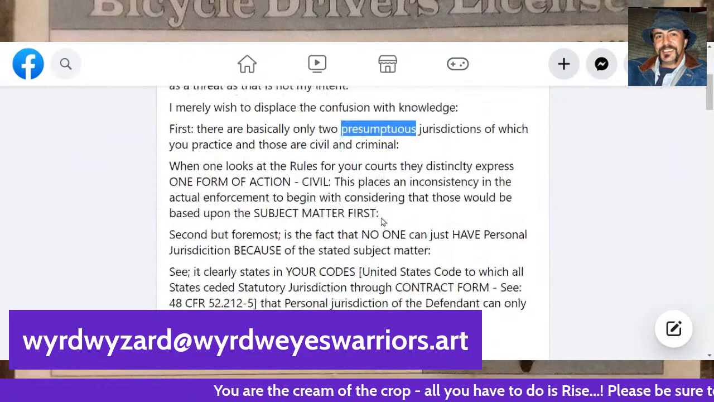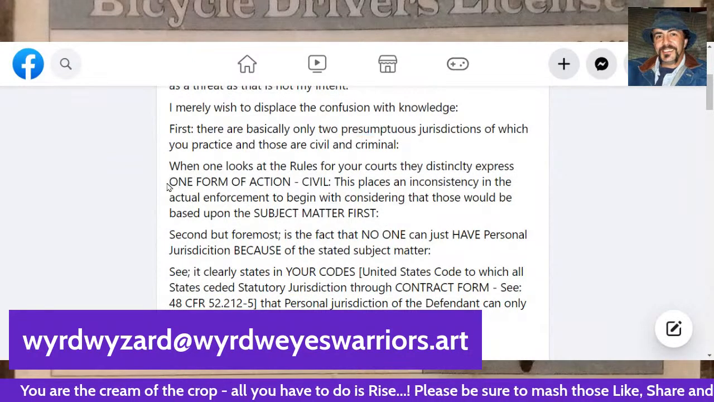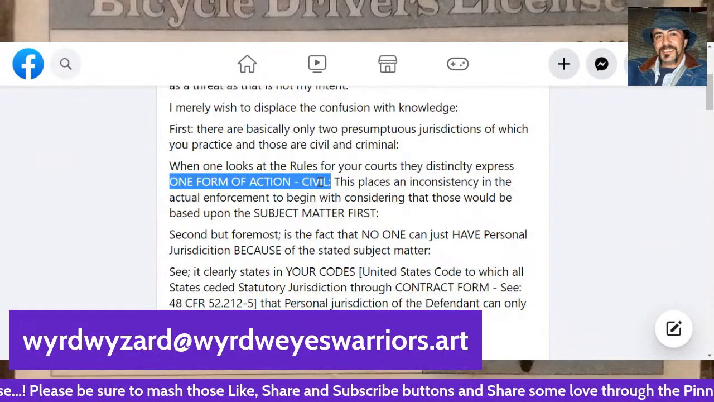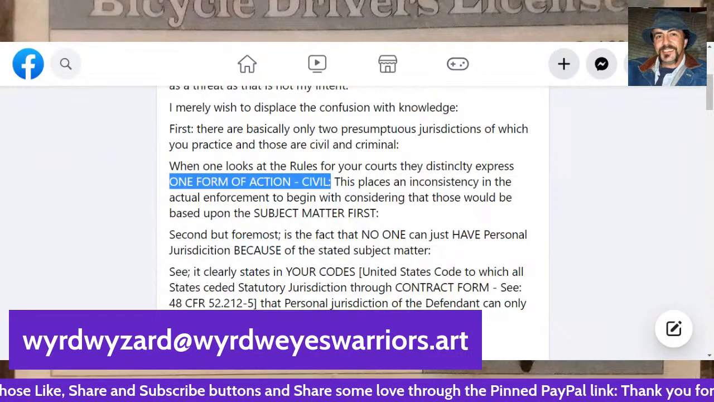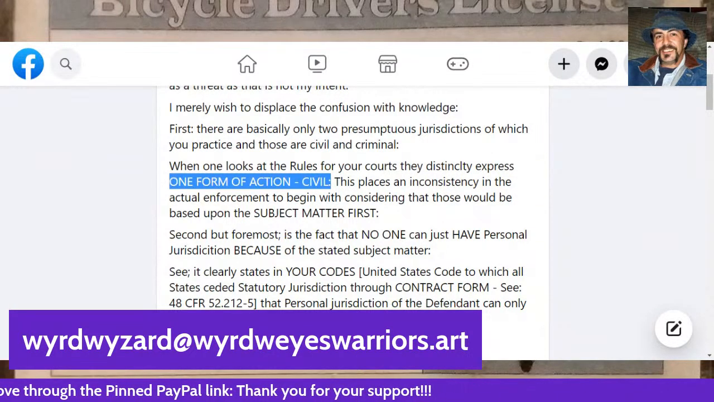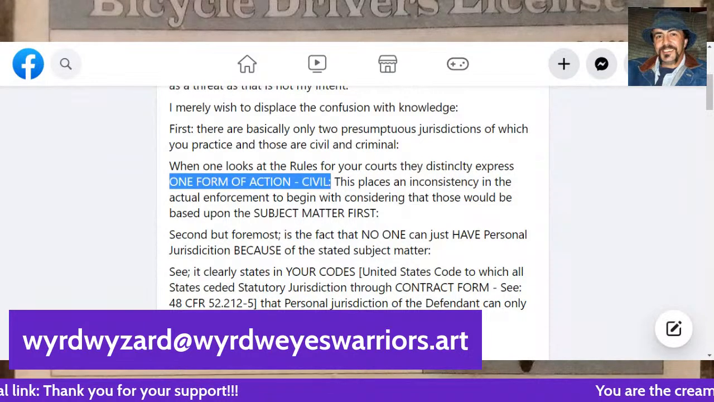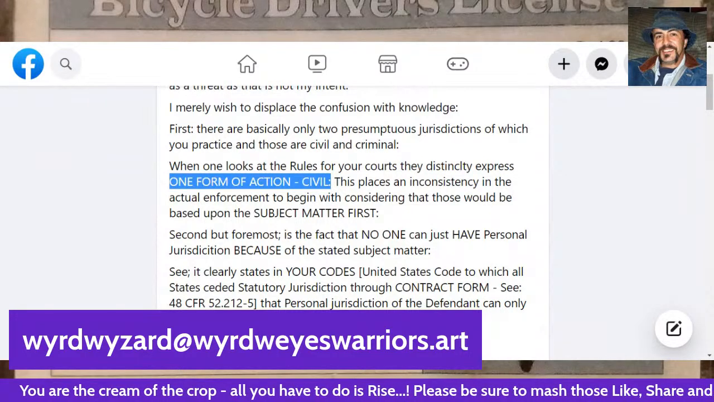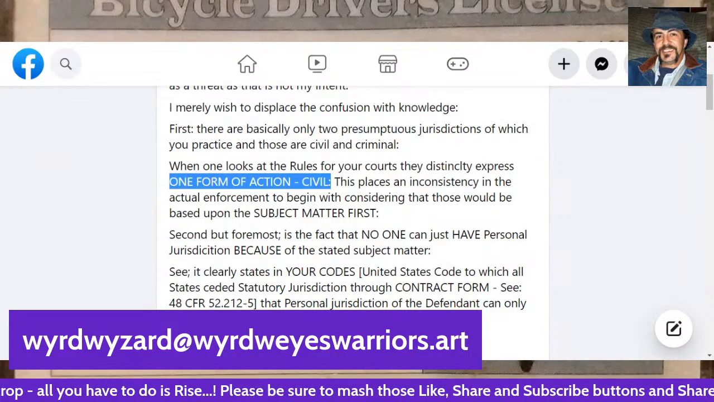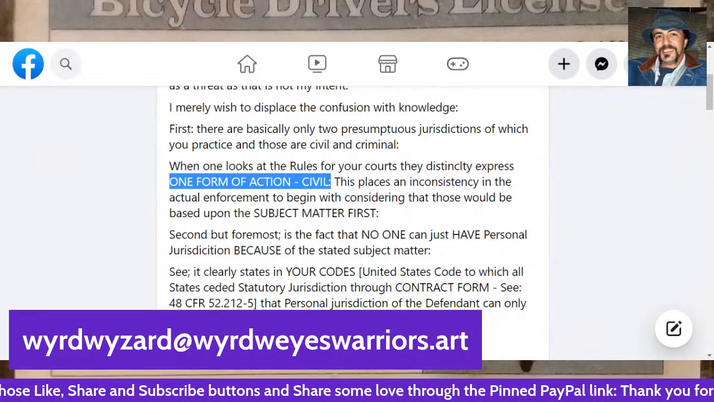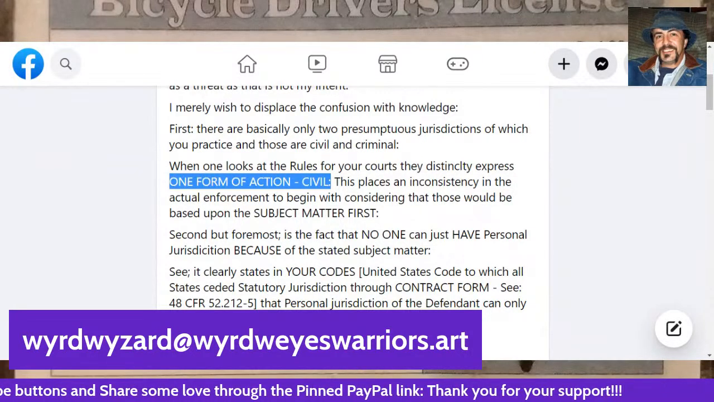When one looks at the rules for your courts, they distinctly express one form of action: civil. So even in the criminal cases, it's a civil disposition of surety. Comprehend that. Even in criminal, it is a civil disposition of surety in a civil venue. This places an inconsistency in the actual enforcement to begin with, considering that those would be based upon the subject matter first. You cannot convert criminal actions to a civil action. And they did so in their codes, and everybody believes it.